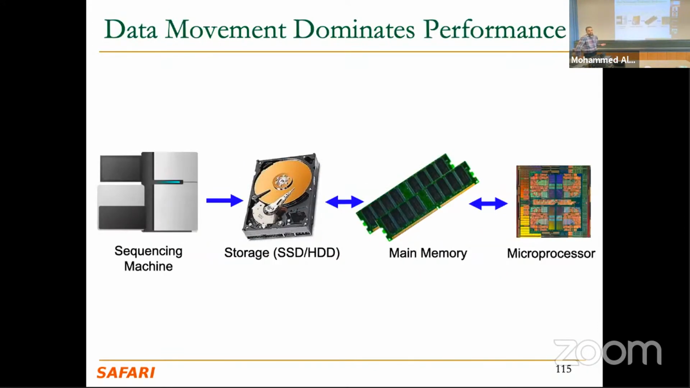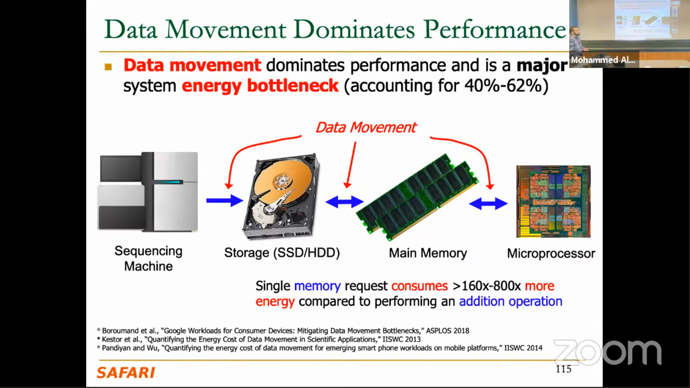And when we do the analysis for all these kinds of data movement, we see that it's really expensive. It even dominates the performance. So a single memory request consumes at least 160x more energy than performing computation at the CPU side. So just moving the data over there is almost 40% of the total energy spent for the analysis, or for the overall system energy.